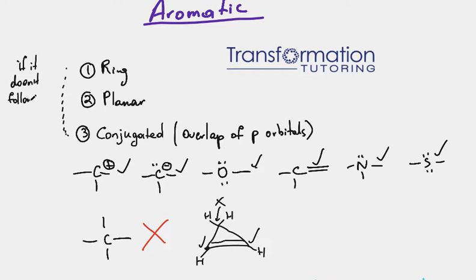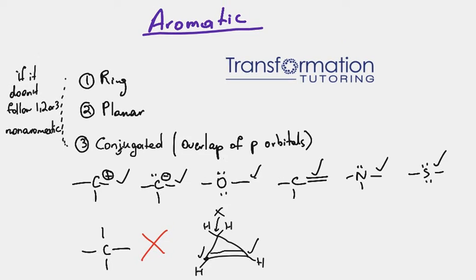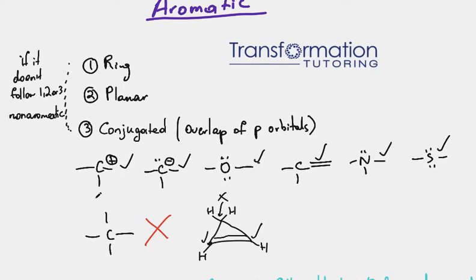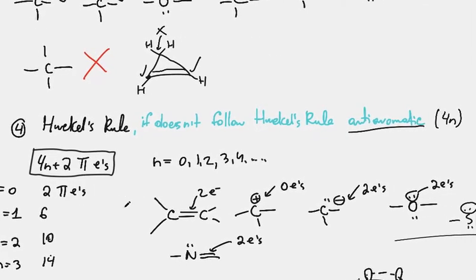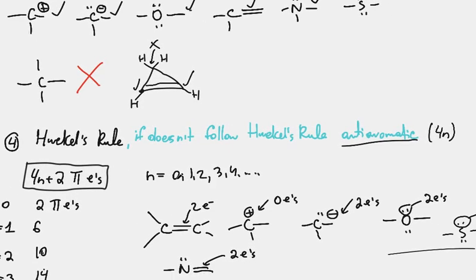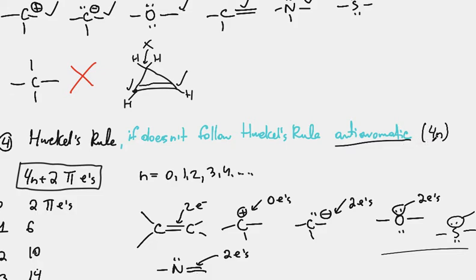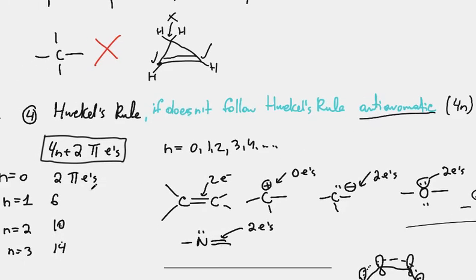And if your molecule is not a ring, not planar, or not conjugated, so if it doesn't follow 1, 2, or 3, then your molecule will be non-aromatic. Not all schools ask about non and anti-aromatic. Some schools just ask whether your molecule is aromatic or not. But if you have to know, it will be non-aromatic if it's either not a ring, not planar, or not conjugated. And it will be anti-aromatic if it does not follow Hückel's rule and it has 4n electrons instead of 4n plus 2 pi electrons.